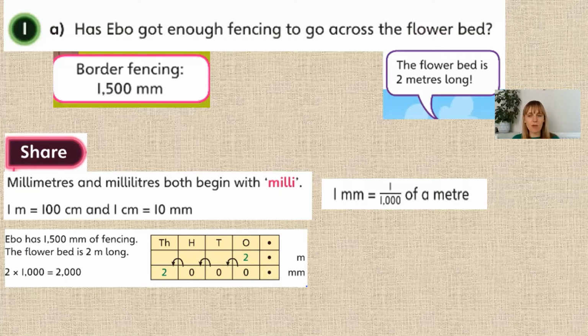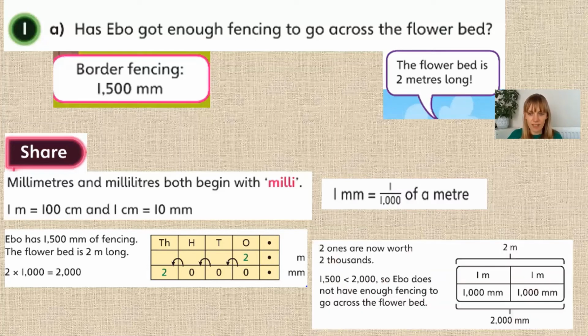Can anybody work out how much more he needs in order to have enough to cover the length of the flower bed? What sum would we do there? I think I would do 2,000 take away 1,500, which is like saying find the difference. And the difference would be 500 millimetres. So he needs 500 millimetres more to cover the whole flower bed. What a shame. Hopefully he'll buy some. Okay, so this is just showing the answer here. 1,500 is less than 2,000, so Ebo does not have enough fencing to go across the flower bed.